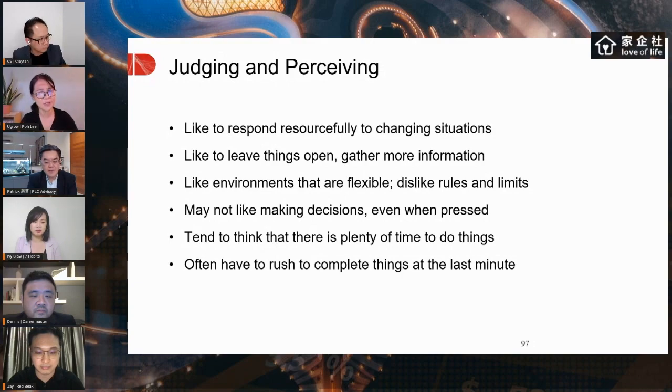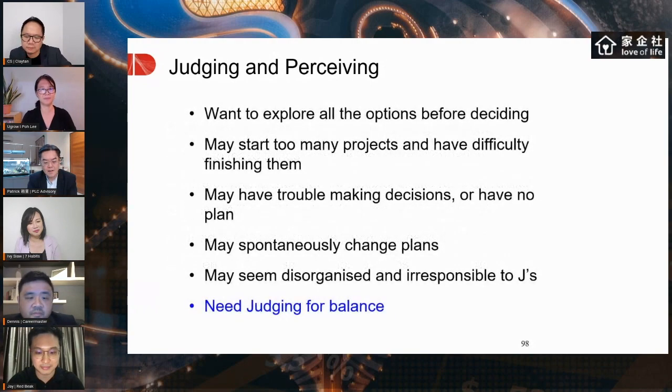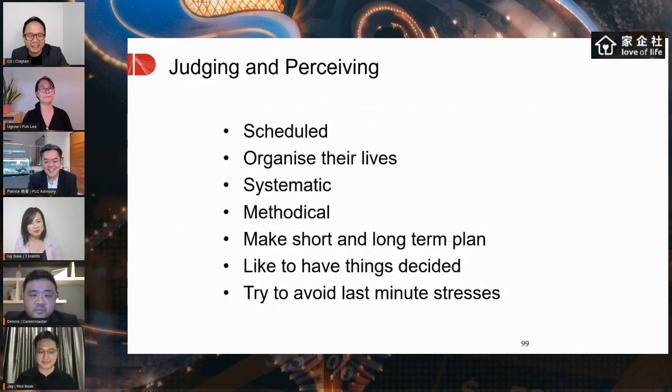They like environments which are flexible. They don't like rules and limits. They may not like making decisions, even when they are pressed, because they don't want to close. They will tend to think there's plenty of time to do things. Then they often have to rush to complete things at the last minute, because the boss said, this is the last deadline, cannot delay anymore. Then they quickly rush. All right, that is P people.